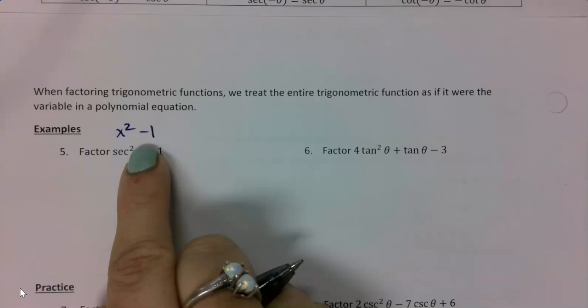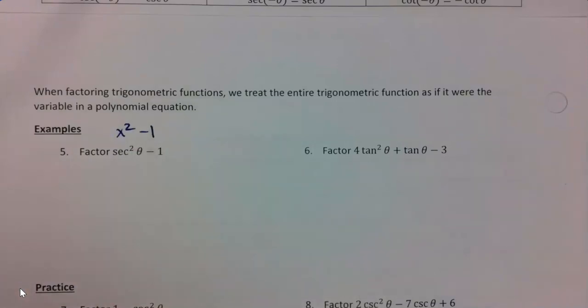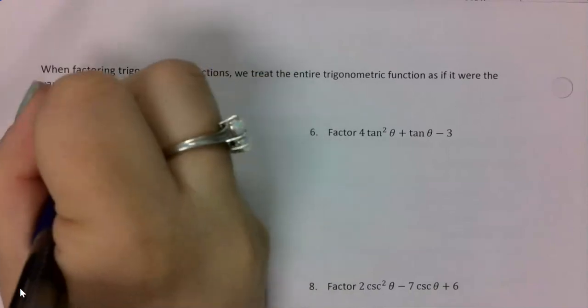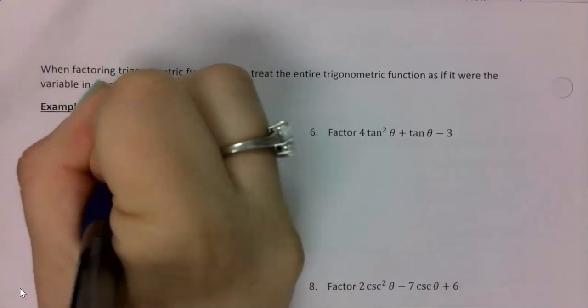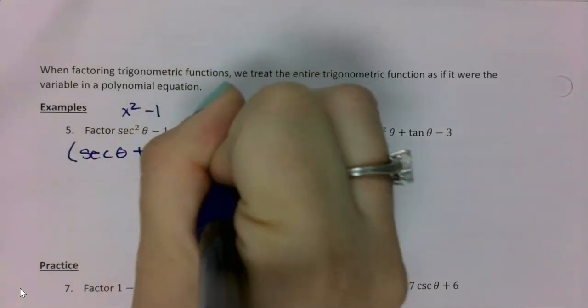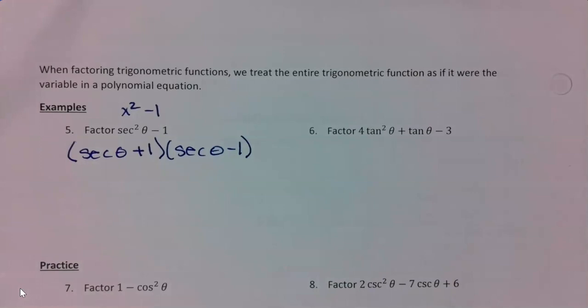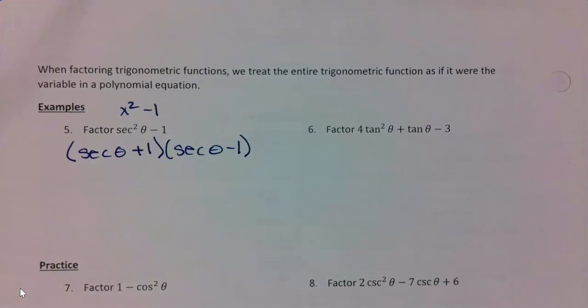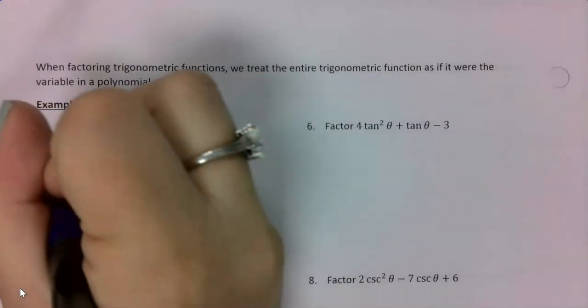No, that's solving, not factoring. Factoring is when you break it up into the 2 sets of parentheses. Because this is a difference of squares. So instead of doing x, I'm just going to write the secant. So I'm going to have secant theta plus 1, and then secant theta minus 1. And since this is factored, once I get to it broken up in parentheses, I'm all good. So this is my answer for number 5.